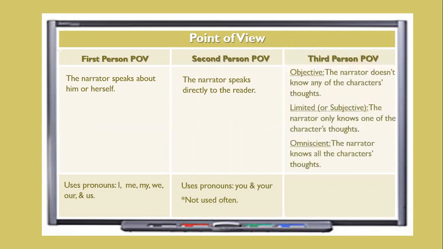And the last is third person point of view. Third person point of view objective is that the narrator doesn't know any of the character's thoughts or feelings. In third person limited, or sometimes also called subjective, the narrator knows only one of the character's thoughts or feelings. And then the last one, third person omniscient, the narrator knows all the character's thoughts and feelings. And some of the pronouns in third person point of view are he, she, his, her, it, they, and their.